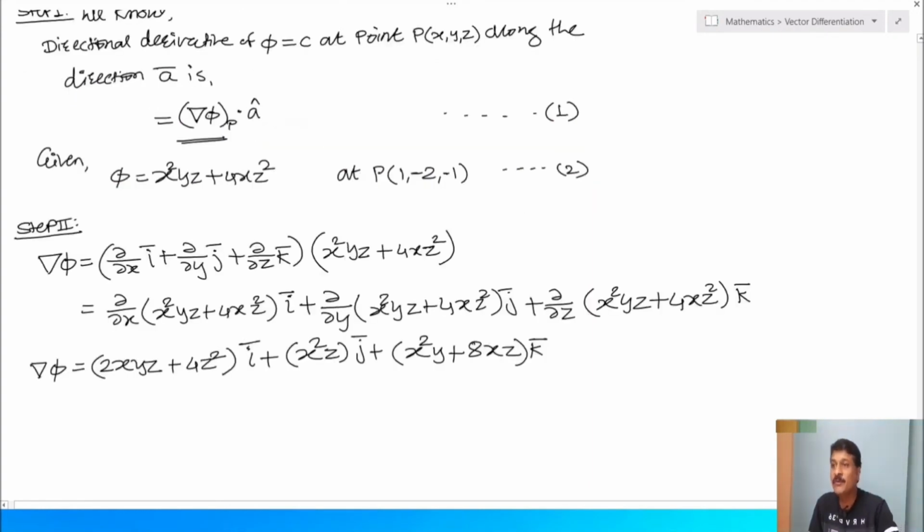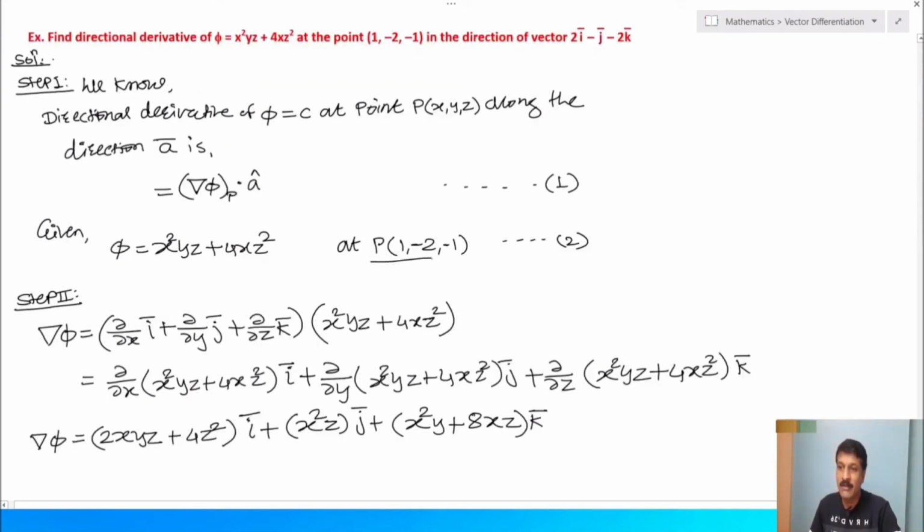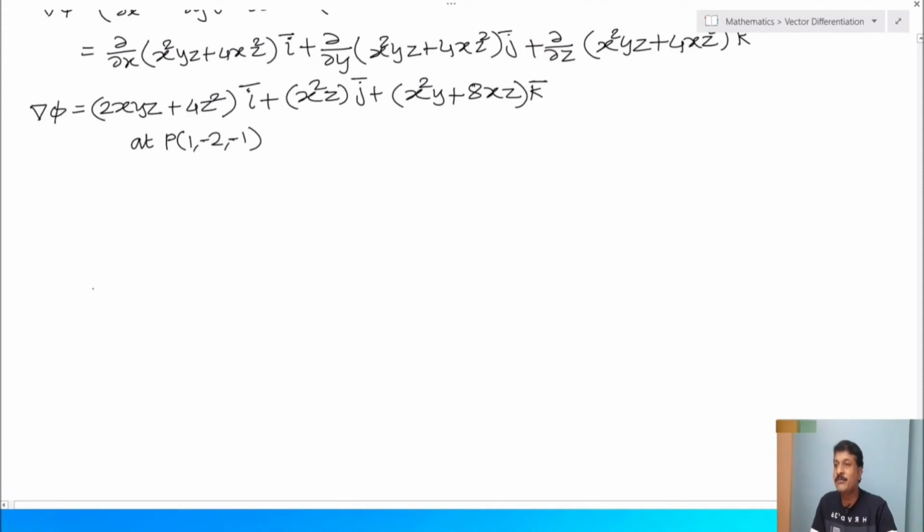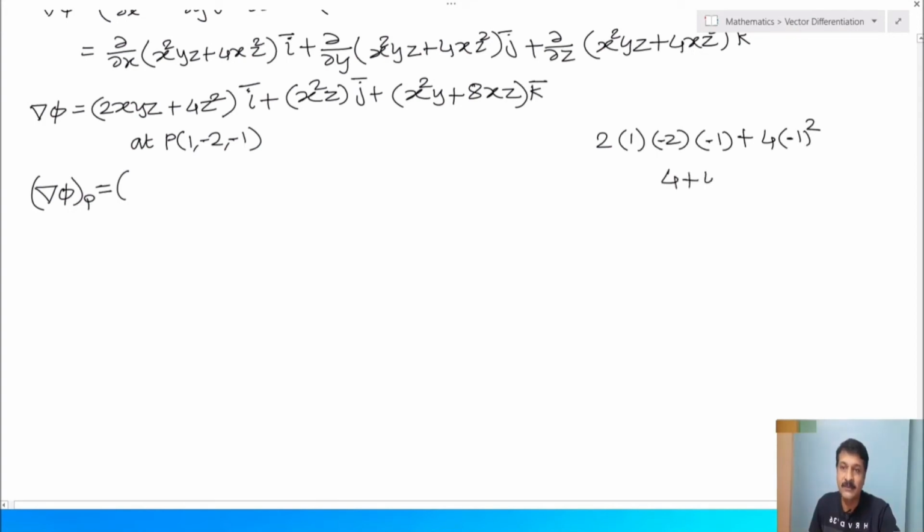What we want to find is del phi at point P. Here point P is 1, minus 2, minus 1. What is the meaning of this at point P? It means that you have to put this point P in del phi. Here the value of x is 1, the value of y is minus 2, and the value of z is minus 1. So I am getting here 2xyz plus 4z square, that is 4 plus 4, that is 8.